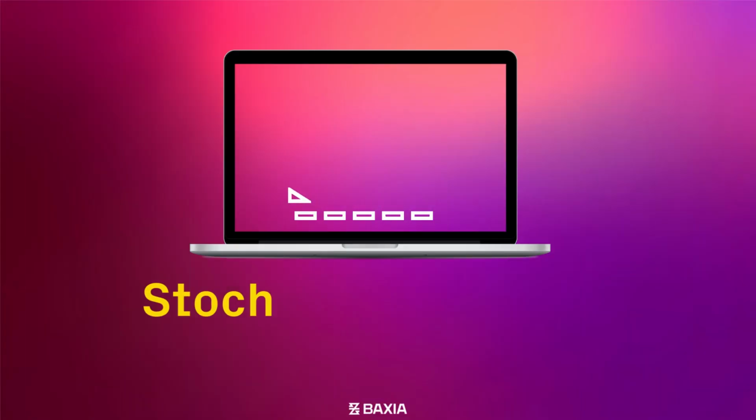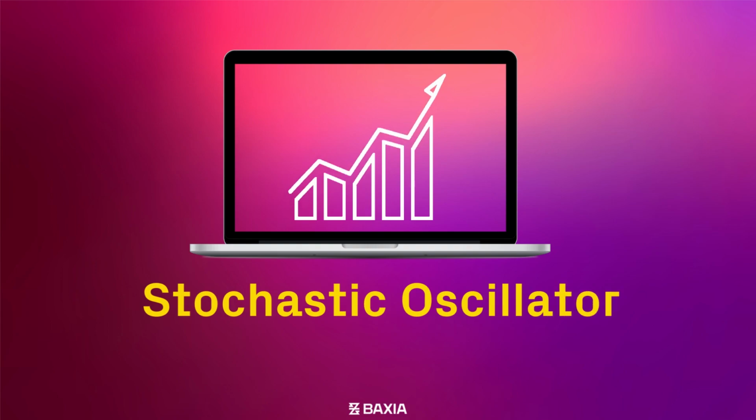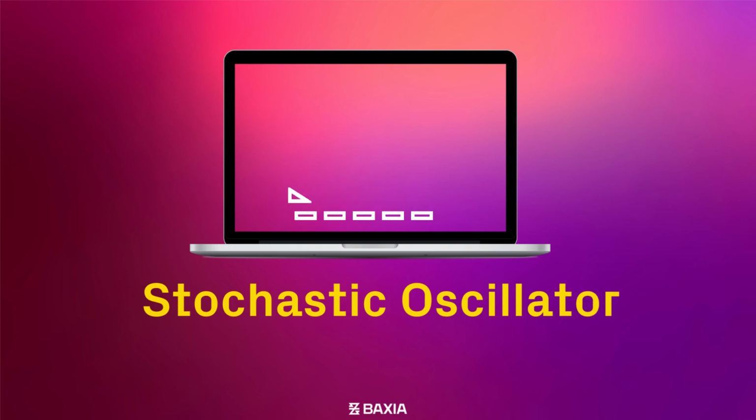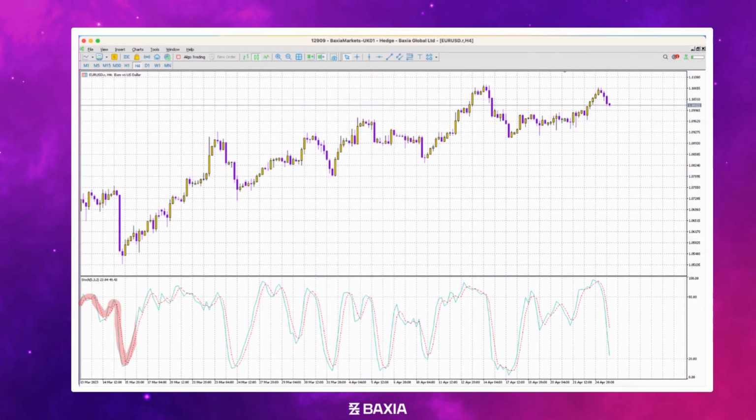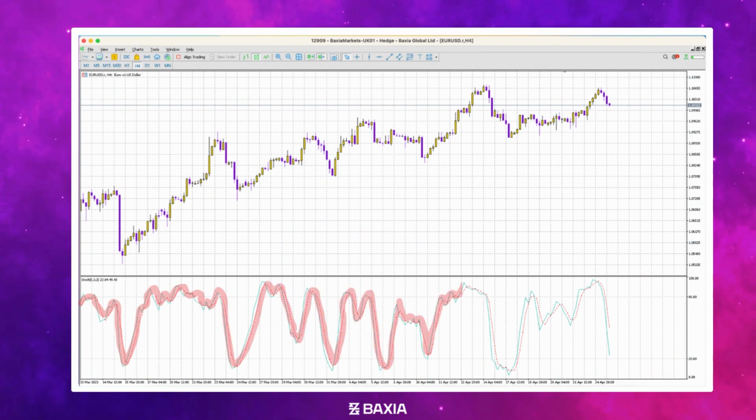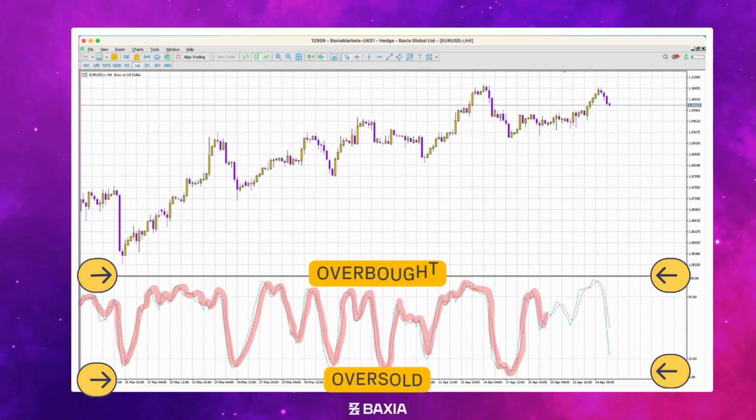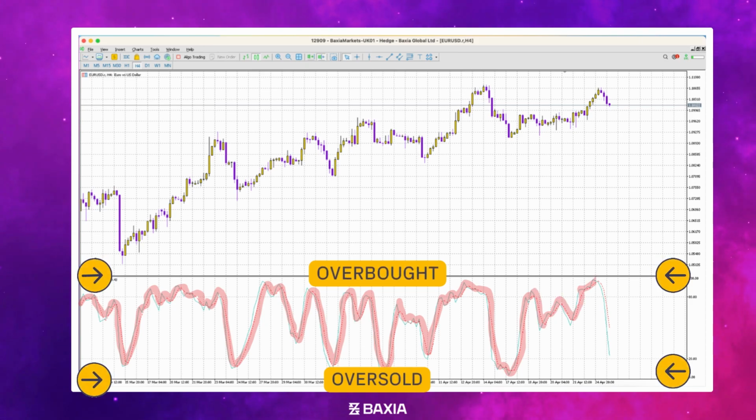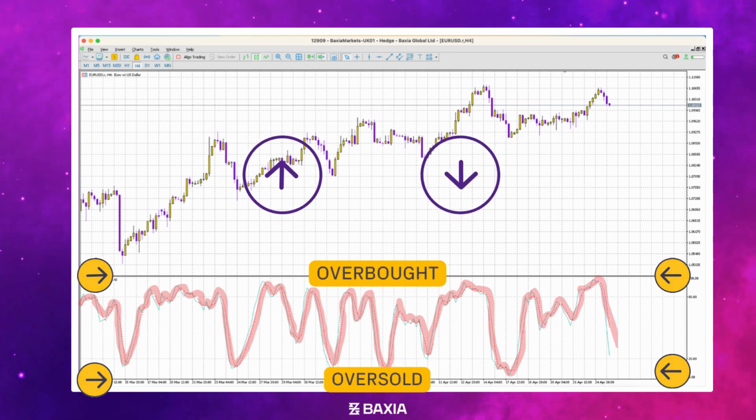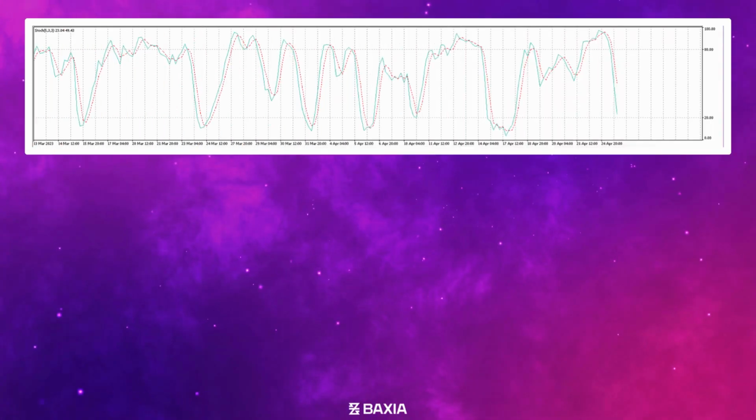Lastly, we will share the Stochastic Oscillator. This indicator measures the momentum of a currency pair by comparing the closing price to the trading range over a certain period of time. It helps you identify overbought and oversold conditions in the market, and can also be used to confirm trend direction. The Stochastic Oscillator is displayed as 2 lines.